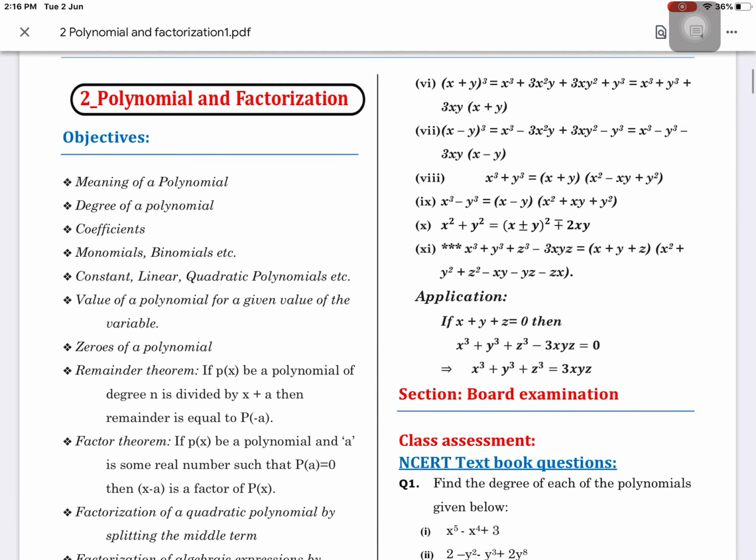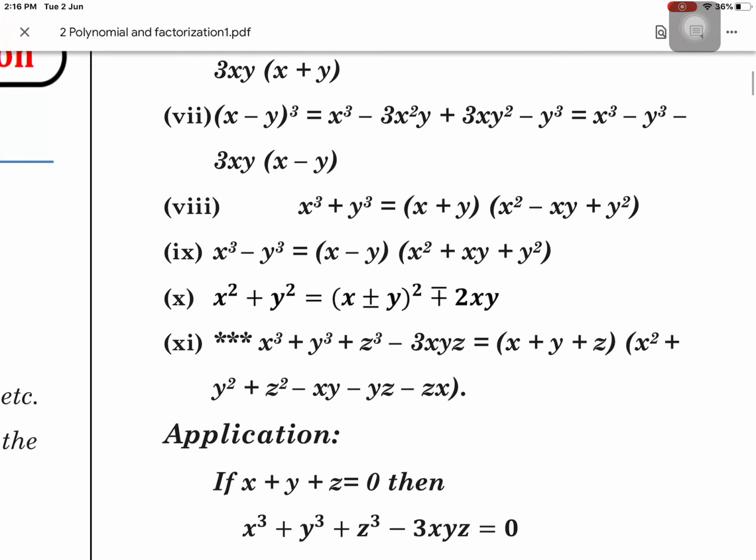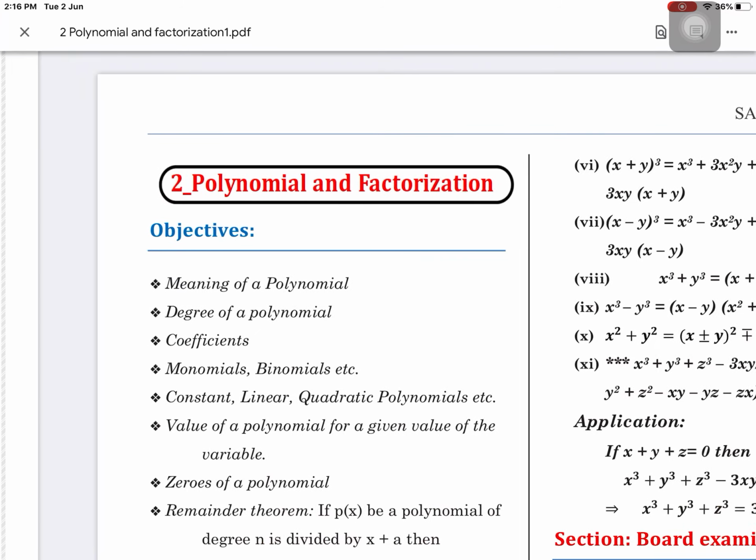This is the identity: a cube minus b cube is equal to a minus b times a square plus ab plus b square. You already studied this in the 9th class, and it is being repeated. Sometimes some board students do not study these algebra portions in 8th class, but some do, so I am explaining it again. Is that clear?